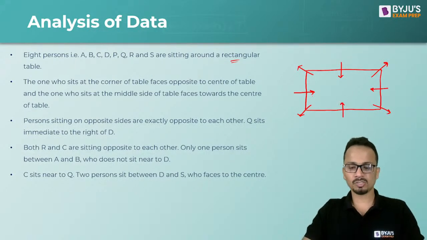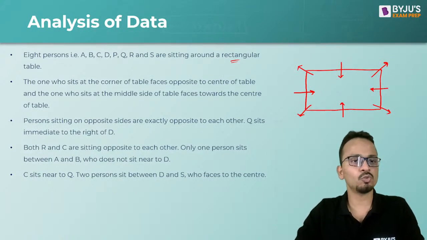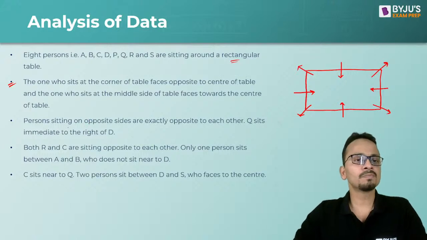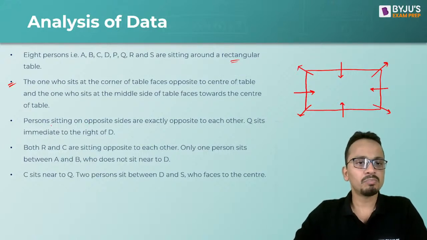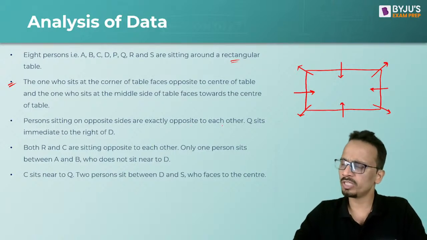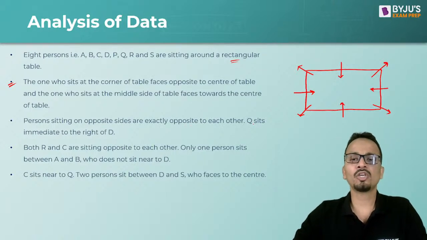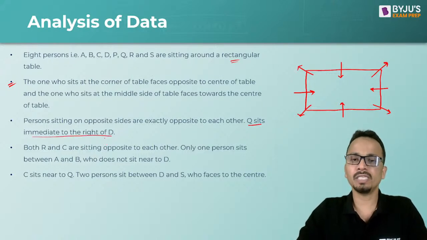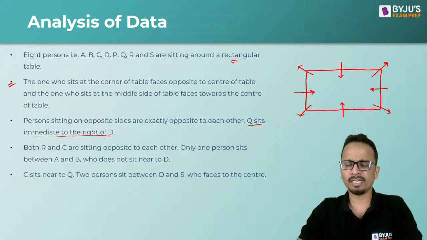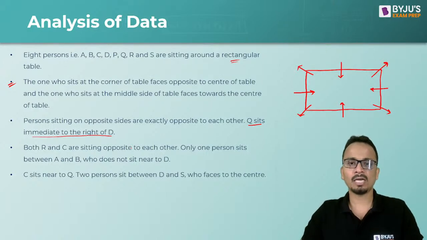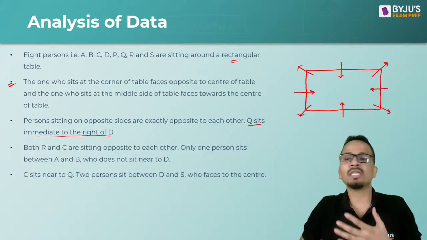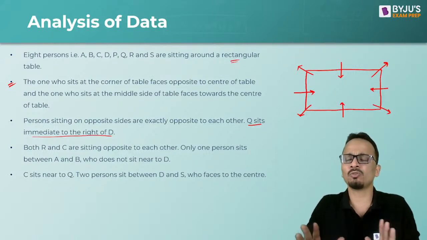All right. So this is what is given to us in the second statement. Now, third statement, persons sitting on opposite sides are exactly opposite to each other. Fine. Q sits immediate to the right of D. Now, right now, I don't know if Q is facing inside or outside. Similarly, D is facing inside or outside. Right now, I don't know.